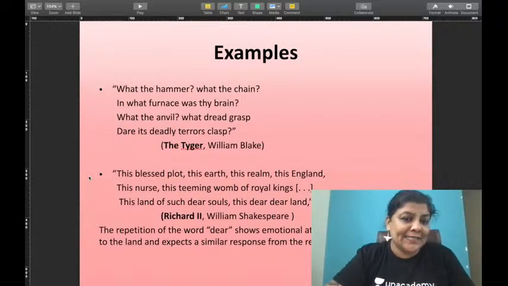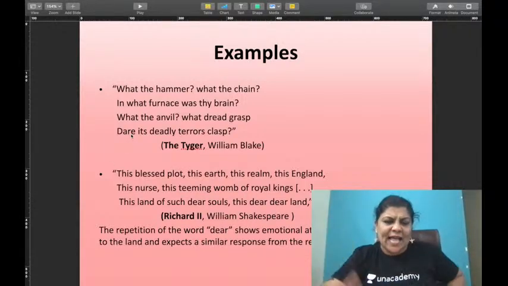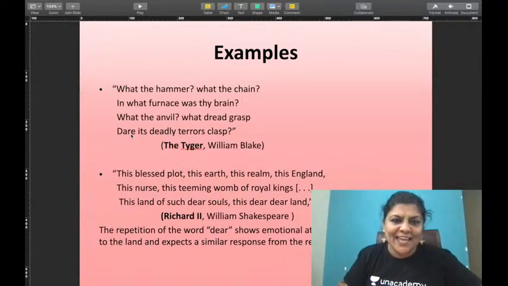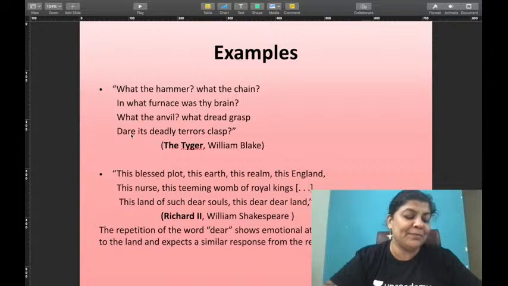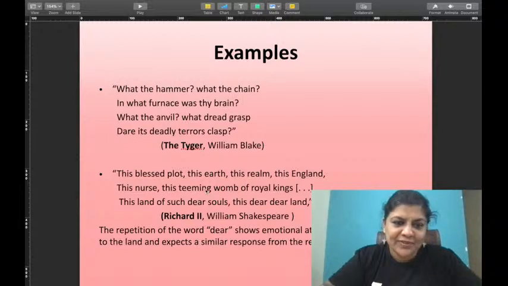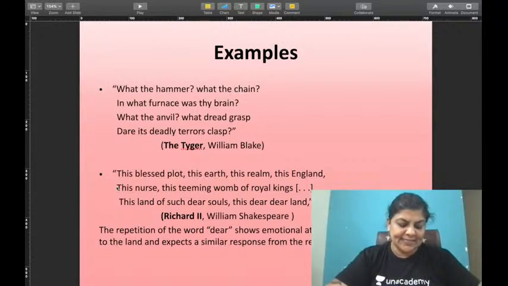Now, another example of anaphora. What the hammer? What the chain? See? What the... Today, if we say, what the, it means something else. So, this blessed plot, this is repeated here. In Richard III, see, this is repeated here.